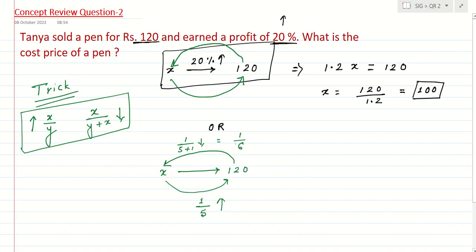1 by 6 of what? 1 by 6 of the original value. While decreasing, what is my original value? 120. While increasing, what was my original value? x. Right? So decreasing 1 by 6. So 1 by 6 of 120. How much am I decreasing here, everybody? 20 rupees. Right? So minus 20. So 120 minus 20, I'll get my answer. That is x equals 100.